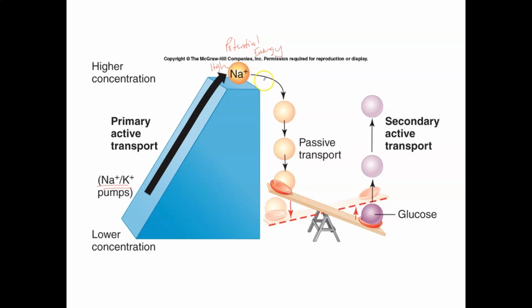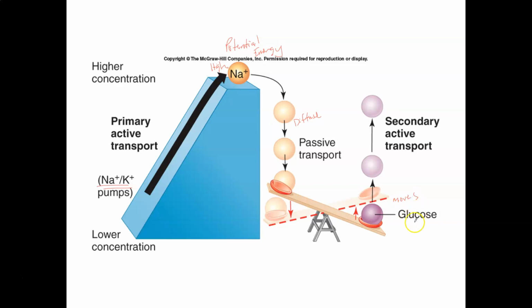And then sodium can diffuse, right? Because of the high concentration, it can diffuse along its concentration gradient, and it can power the movement of something else. So in this example, sodium is moving up this block, it's gaining potential energy, sodium falls off the block, hits this teeter-totter, and it moves glucose.